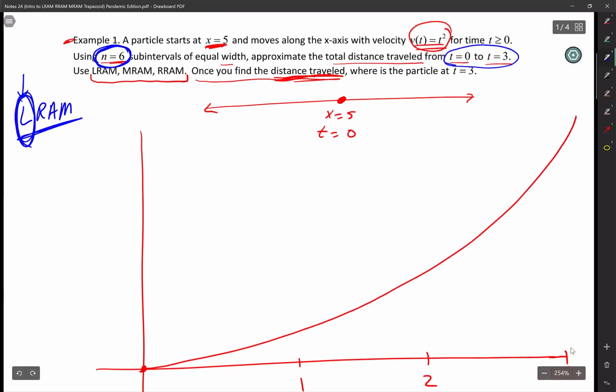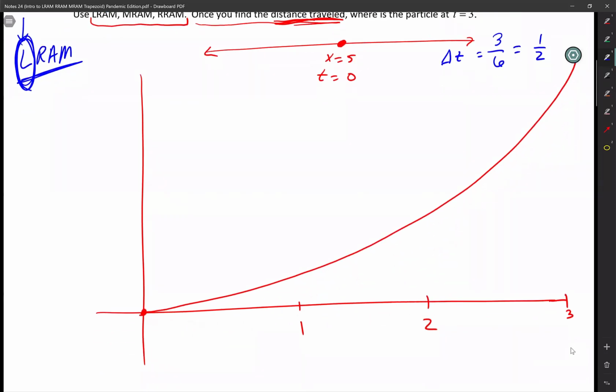Now, each rectangle has to have equal width. So to figure out the width of each rectangle, all I'm going to do is go 3 divided by 6. So each rectangle has a width of half. That's your delta T, I guess. Does that make sense to everyone? Okay. So again, I'm going to put little marks in between. So those are all my rectangles.